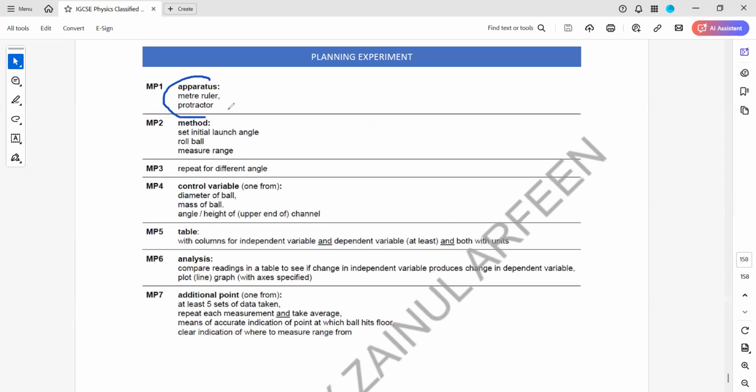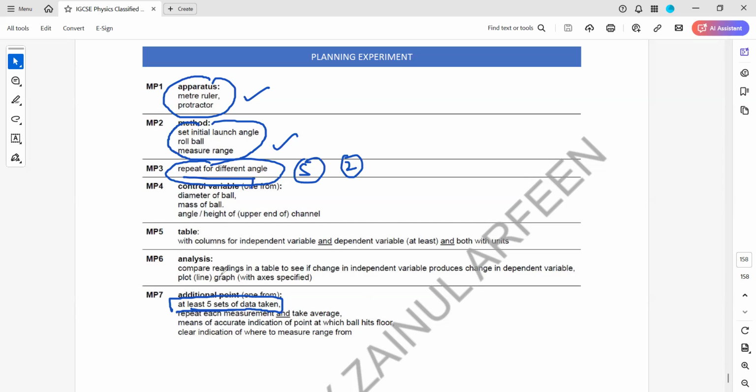So we use a meter rule and a protractor; we'll score 1 mark. We mention the initial angle we set up. We roll or release the ball and we measure the range; we score the second mark. We repeat with different angles. Not only say repeat; at least 5 sets of data are needed. When you say repeat the experiment with 5 different angles, you'll score 2 marks, not one: one for different angles, one for using the term 5.